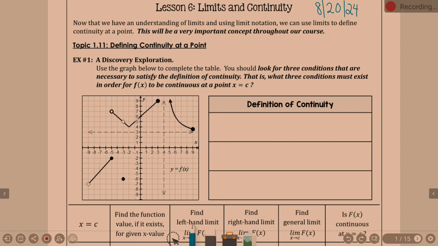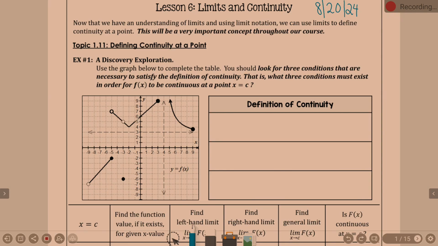Now, example 1. Use the graph below to complete the table. You should look for 3 conditions that are necessary to satisfy the definition of continuity. That is, what 3 conditions must exist in order for f of x to be continuous at a point x equals c.